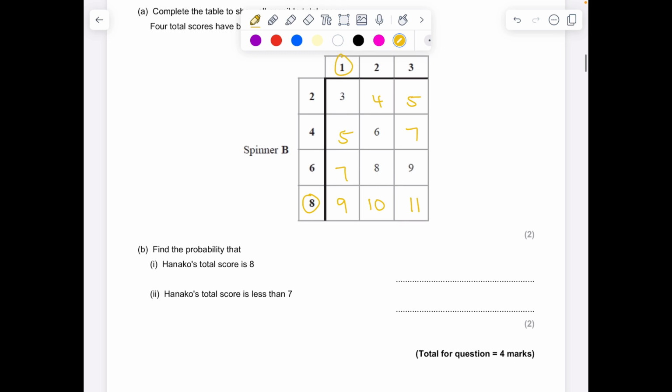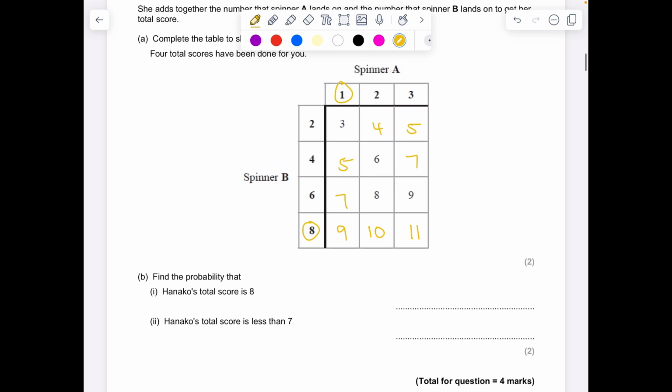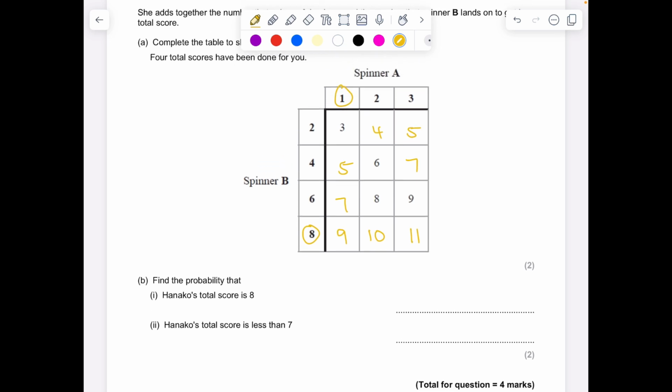Find the probability that Haneko's total score is 8. So if you look through, you can see an 8 here, and that's it. So it is 1 out of 1, 2, 3, 4, 5, 6, 7, 8, 9, 10, 11, 12. So 1 out of a possible 12.